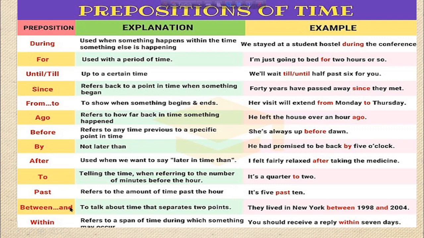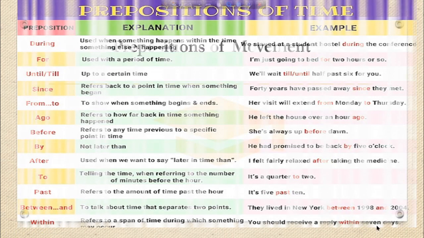Between and and is used to talk about time that separates 2 points. They lived in New York between 1998 and 2004. Within is another preposition of time which refers to a span of time during which something may occur. For example, you should receive a reply within 7 days.